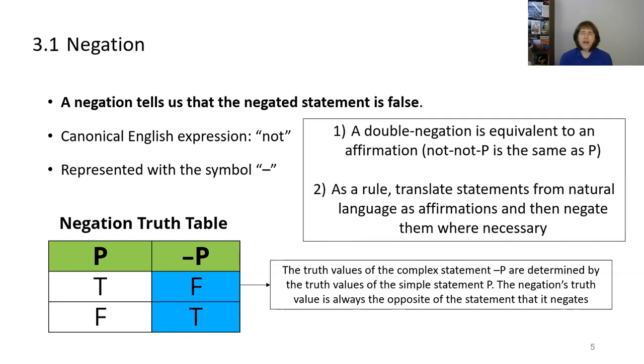Now, there are a couple of fairly simple rules to keep in mind when you're dealing with negation, when you're trying to construct negations, when you are doing some translating work. One is that a double negation is equivalent to an affirmation. So not not P is really just the same as P. If P is true, not P is false, or if P is false, not P is true.